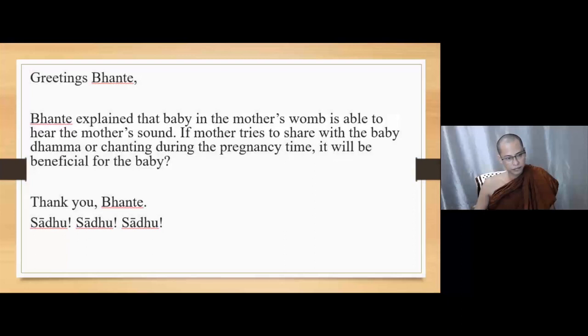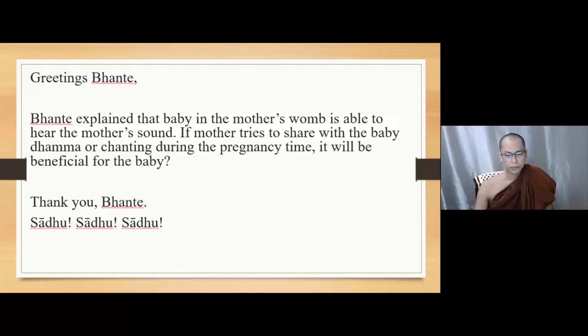Okay. Dear Pante, Pante has explained that a baby in the mother's womb is able to hear the mother's sound. If the mother tries to share Dhamma or chanting with the baby during the pregnancy, will this be very beneficial for the baby? Thank you. Sadhu, sadhu, sadhu. Yes, in some way, we can say that is beneficial. If the mother is sharing the Dhamma and her mind is related to the Dhamma, this is a very good condition to support the baby. So, in some way, it can affect the baby's nature.